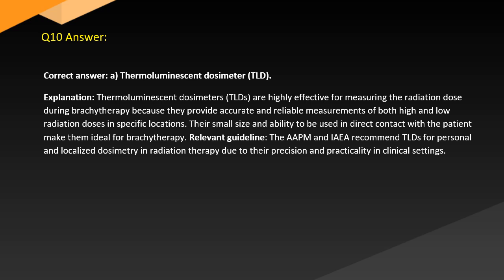Answer. Correct answer A. Thermoluminescent dosimeter, TLD. Explanation. Thermoluminescent dosimeters, TLDs, are highly effective for measuring the radiation dose during brachytherapy because they provide accurate and reliable measurements of both high and low radiation doses in specific locations. Their small size and ability to be used in direct contact with the patient make them ideal for brachytherapy. Relevant guideline. The AAPM and IAEA endorse TLDs for personal and localized dosimetry in radiation therapy due to their precision and practicality in clinical settings.